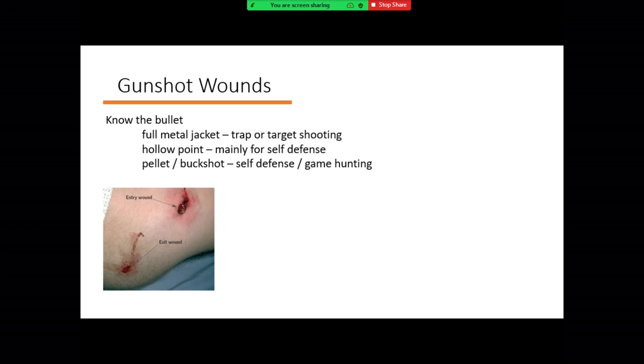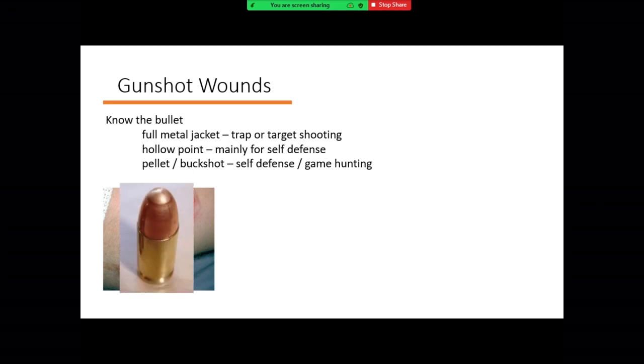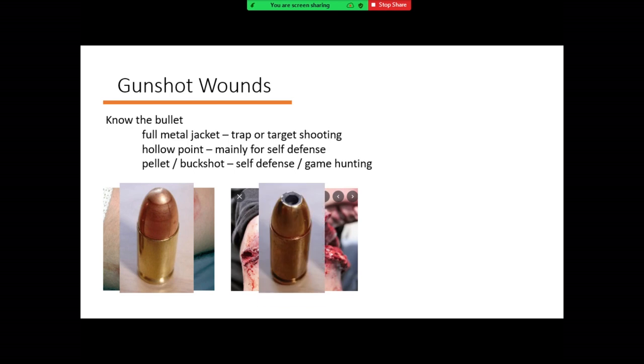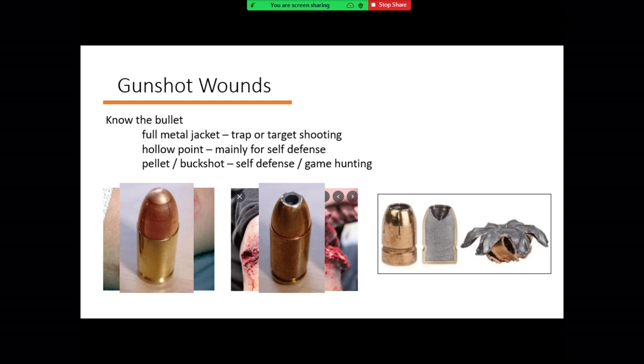Because the wounds look different. So this is a pretty clean entry wound, exit wound. This is from a full metal jacket. That bullet didn't blow up. Basically, it stayed intact. This, not a full metal jacket. This is a hollow point. Why is this wound a hollow point? Because when you fire a hollow point and it hits something, it flowers. And so this flowering totally macerates the skin, and it's a heck of a lot harder to close.